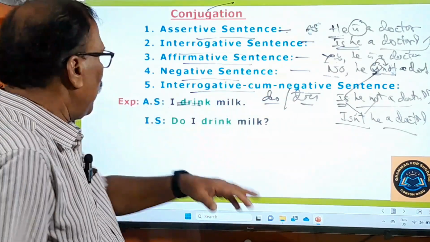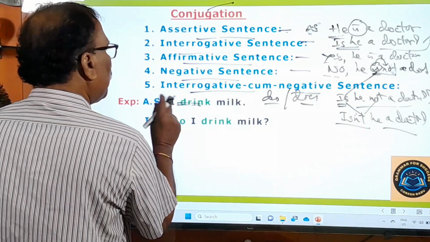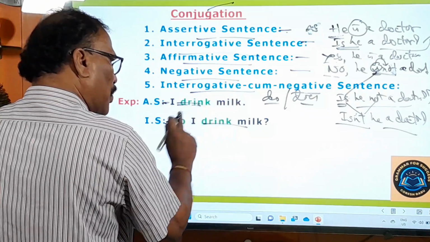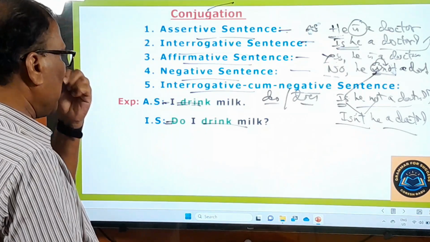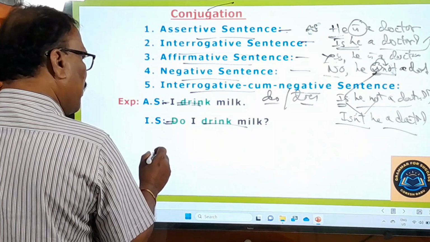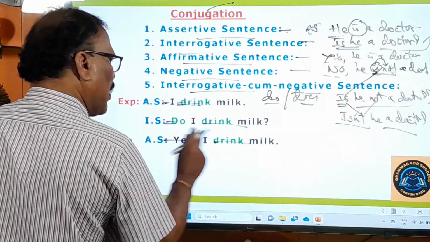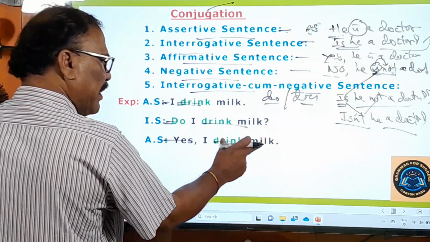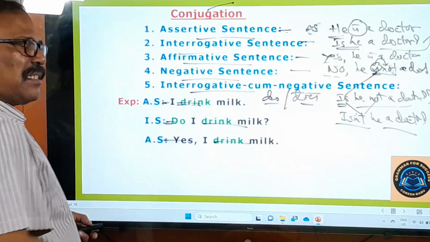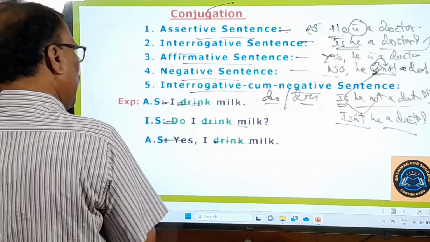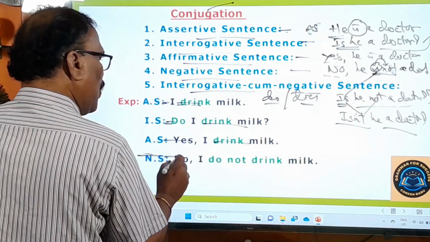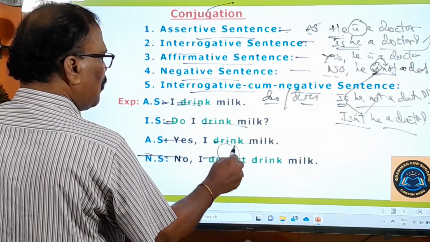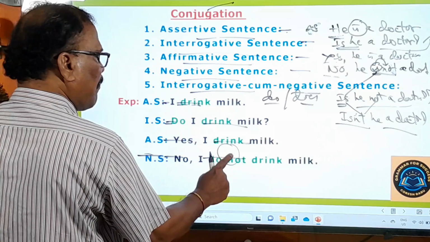That's what it says. So here, I drink. I means this is first person. So we have, do I drink milk? I drink milk. Do I drink milk? The answer to this question is an affirmative sentence. What do you say? Yes, I drink milk. Yes, I go to Hyderabad. Yes, I play cricket. So you can make so many sentences like this on this pattern. And if it is no, what do you say? That's called a negative sentence. Then you say no, I do not. Because you have to use not in the negative sentence.